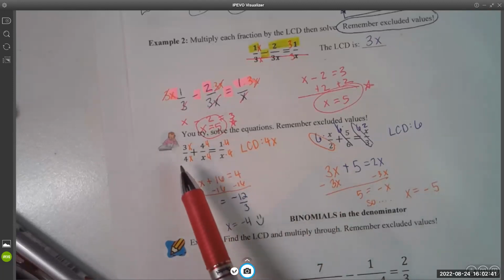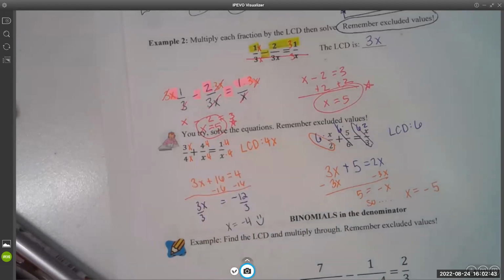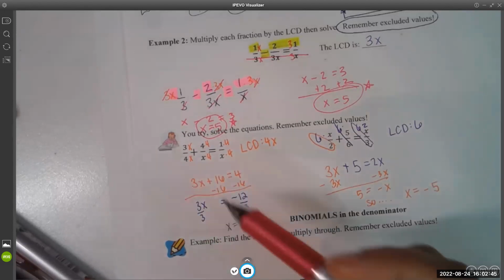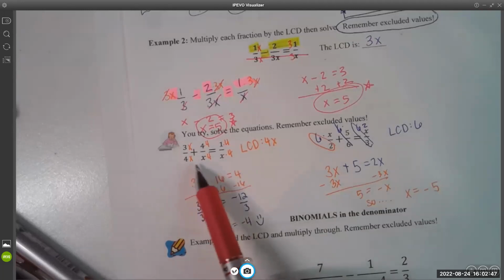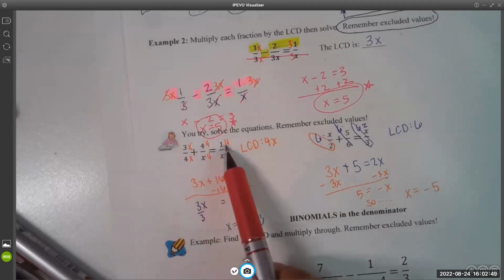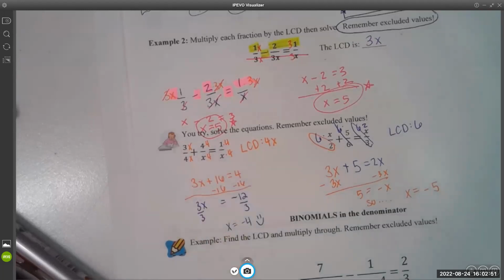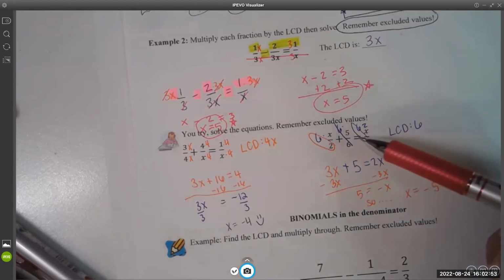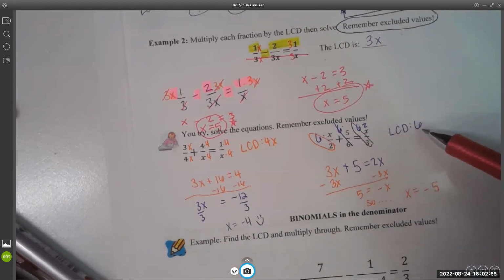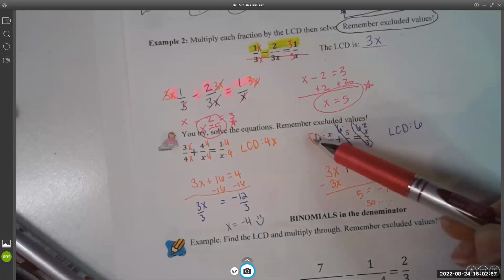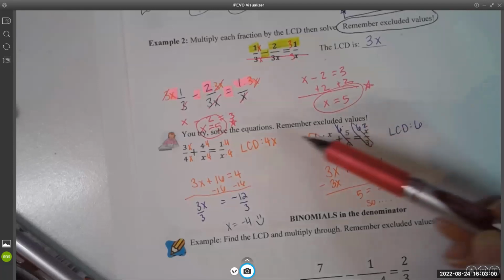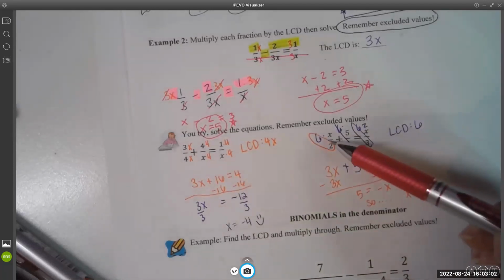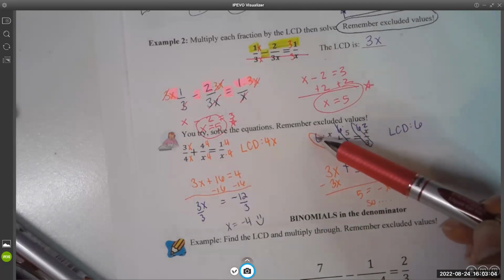Like this one, I just did the least common denominator, and then basically at that point, once the denominators are the same, I just created an equation with the numerators. And then second example, the least common denominator, I multiplied just on the top. You don't see me multiplying the top and the bottom, but then you're seeing that I'm dividing.